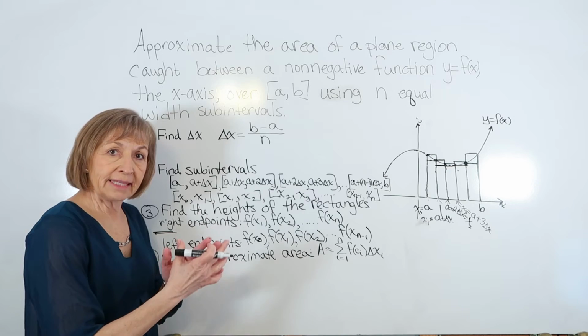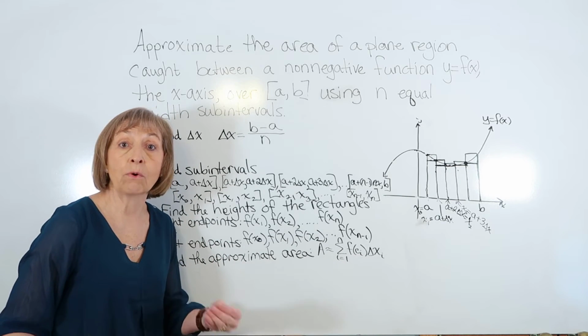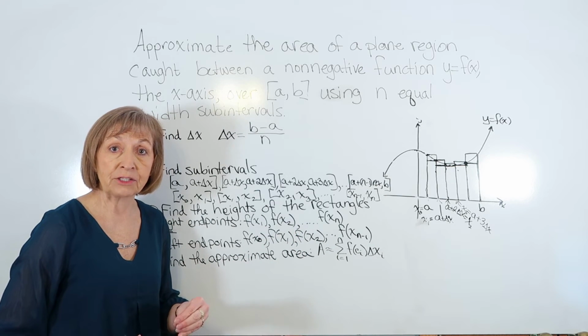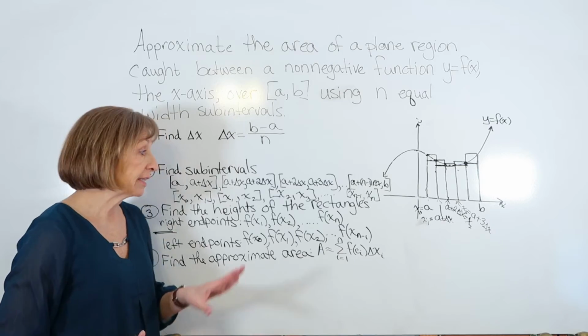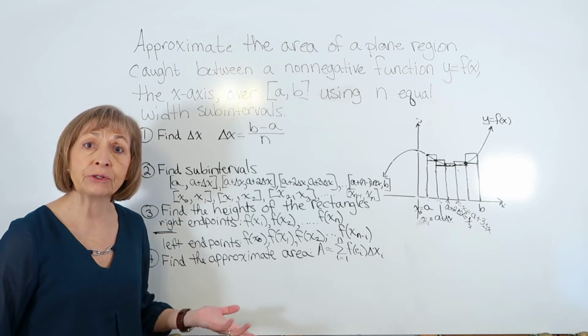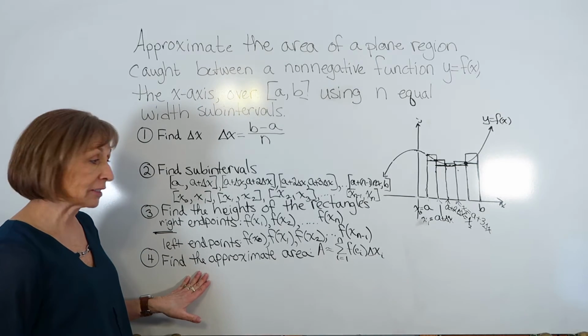Now, as you get these, you're going to have as many heights as you have rectangles. So if they said to make 4 subintervals to do the area approximation with 4 rectangles, then you should only have 4 heights. And that can be a double check for you to count up and make sure you don't have too many.